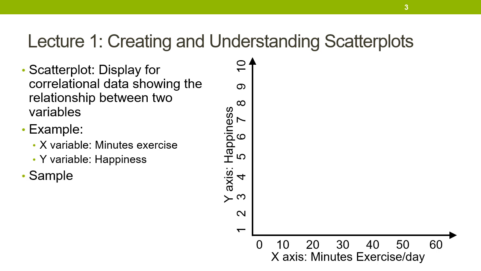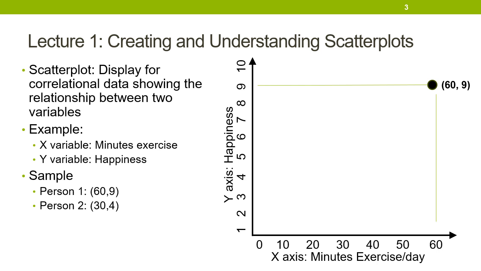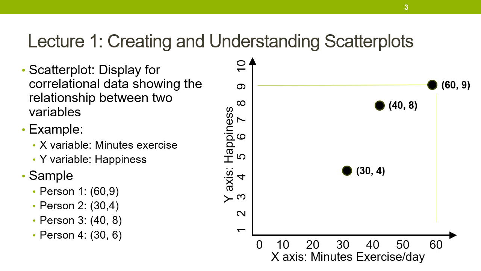And we have a number of people in our sample. Person 1 exercised 60 minutes a day and had a happiness score of 9, and there is that person's point. You can see that we travel upward from the 60, and we travel over from the 9 to mark the coordinate. Person 2 had 30 minutes of exercise and a happiness score of 4. Person 3 had 40 minutes of exercise and a happiness score of 8. Person 4 had 30 minutes of exercise and a happiness score of 6. And if we continue to gather data from people, we might end up with a plot looking something like this.